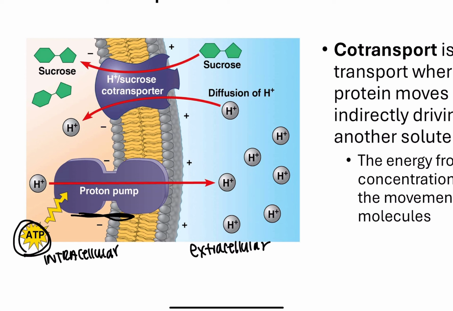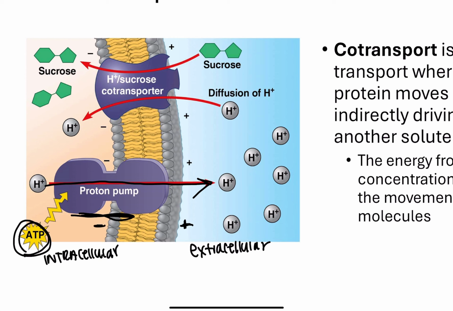And because we are transporting these hydrogen ions into the extracellular matrix, this is going to create that electrochemical gradient, and then we're going to have more concentration of hydrogen ions outside and then a more negative charge inside of the cell. So positive out here and negative inside of the cell.